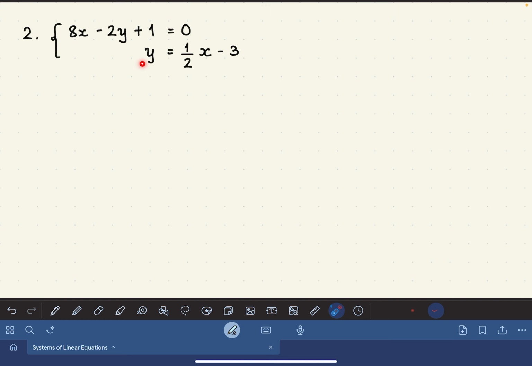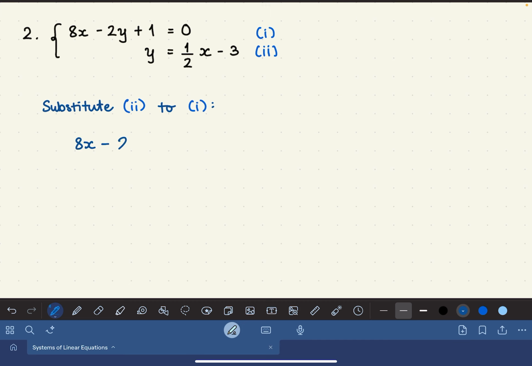In this item, observe that y here is written entirely in terms of x. So by substitution, what we will do here is use this value of y to replace the y in the first equation. So this is how it goes. First, let us name the 2 equations here. Like what I have said, we will substitute the second equation, II, into the first one. So doing that, we will have the following. We'll have here 8x minus 2, then we will replace the y here with this thing here, so we will have 1/2 x minus 3 to replace the y, then plus 1 equal to 0.